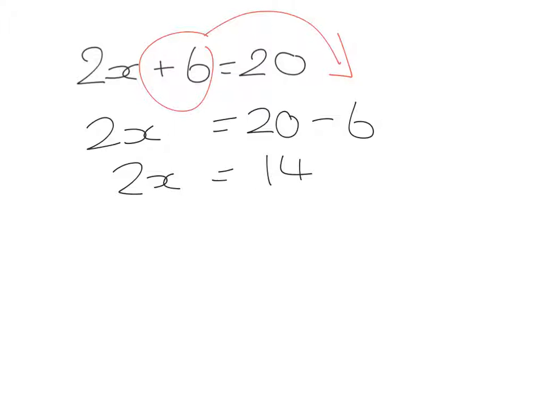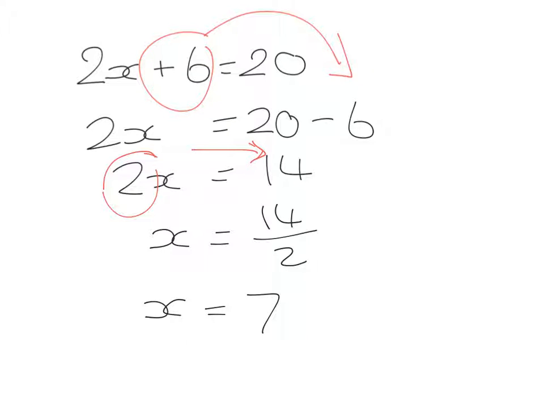And again, only one thing has changed from this line to this one, and that's that I've calculated the answer to 20 minus 6. Now the 2 needs to move across, and remember, it's multiplying at the minute, so it's going to divide on the other side. And again, only one thing has moved there, and that's the 2. 14 divided by 2 is 7, and that's your final answer.